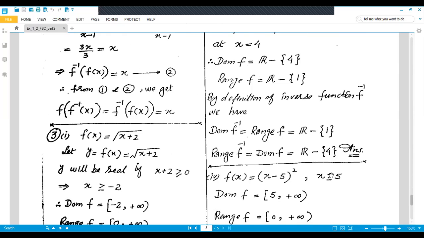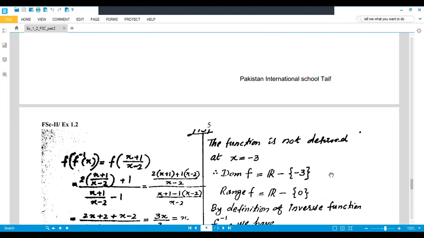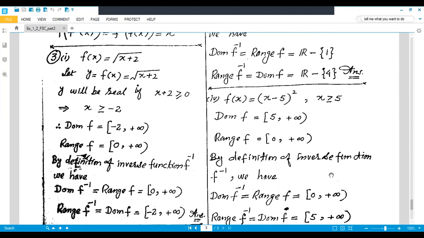Question number 3. Question number 3 is: without finding the inverse, state the domain and range of f inverse. This means that in question number 2, we first found the inverse and after that solved it. But in this case, they say there is no need to find the inverse. Without finding the inverse, you have to write the domain and range of f inverse x.